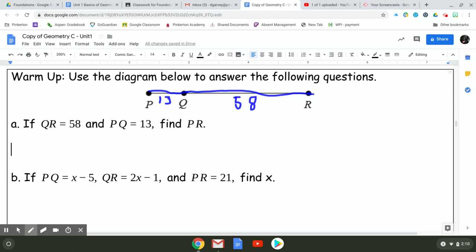Well, because of the segment addition postulate, I know that PQ, which is 13, plus QR, which is 58, would have to equal the whole segment PR. So PR would have to equal 71. And you could say 71 units because they didn't tell you whether it was inches or feet or what have you. So let's take a look at the second one.